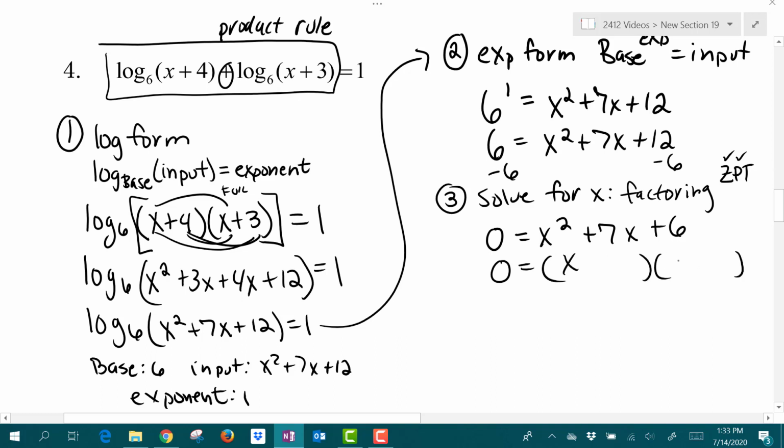So that's x and x. Let's go for 1 and 6, both positive. You can check that by multiplying it out. Make sure you get back up to x squared plus 7x plus 6. Alright, and then once you have it factored correctly, set each one of those factors equal to 0 and solve for x. So I get x equals negative 6 and x equals negative 1.